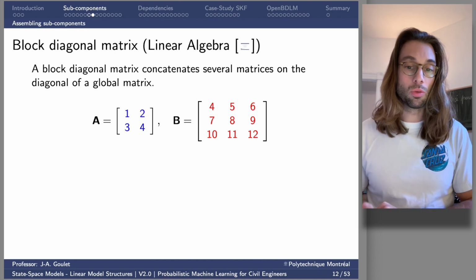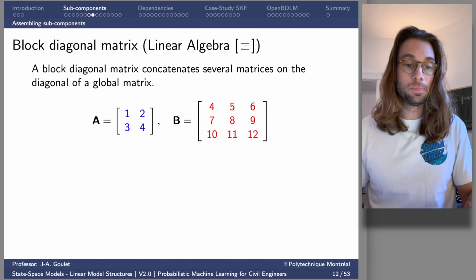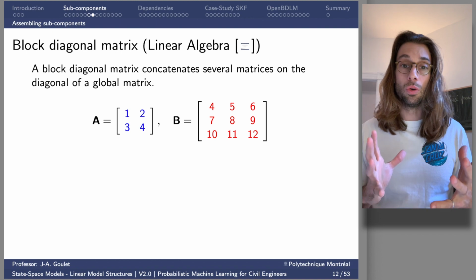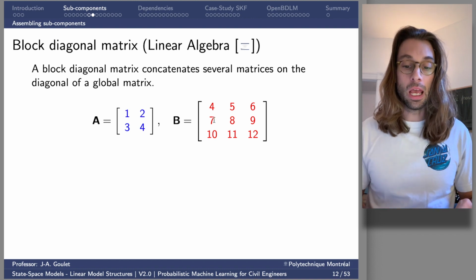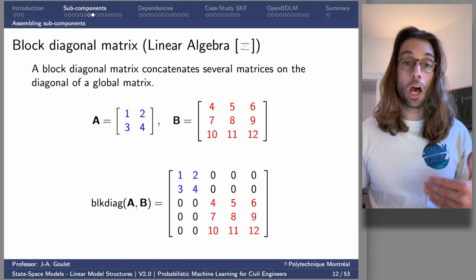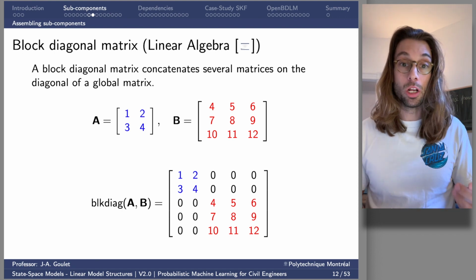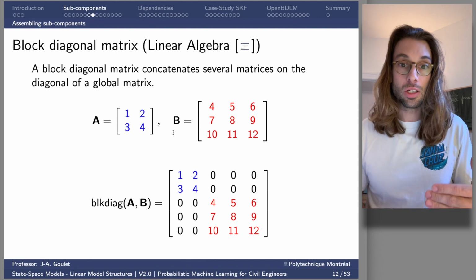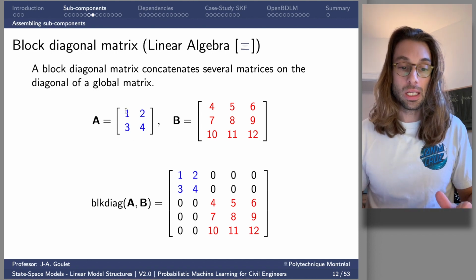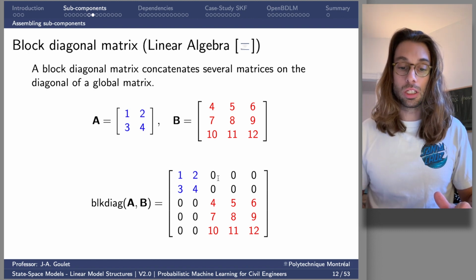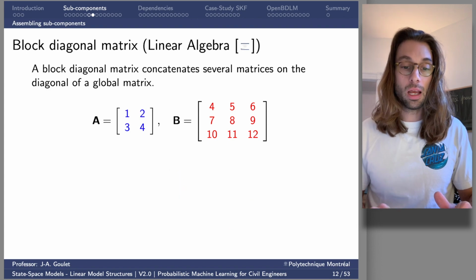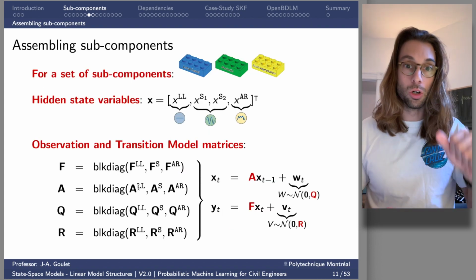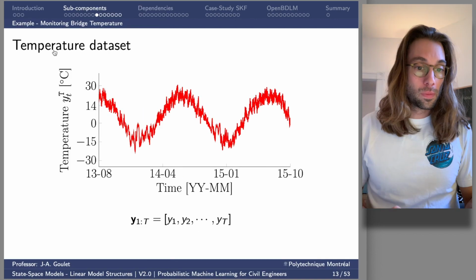A little reminder of what we said in the linear algebra part: if we have two matrices, A and B, and we want to build a block diagonal matrix from A and B, it means I'm going to build a larger matrix whose size is the sum of the dimensions. So in this case it's going to be a 5 by 5, where I concatenate my two matrices on the main diagonal, and it's going to be 0 everywhere else. Okay, so this is exactly what we're doing here.